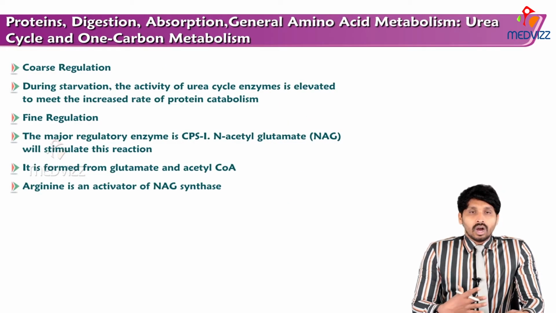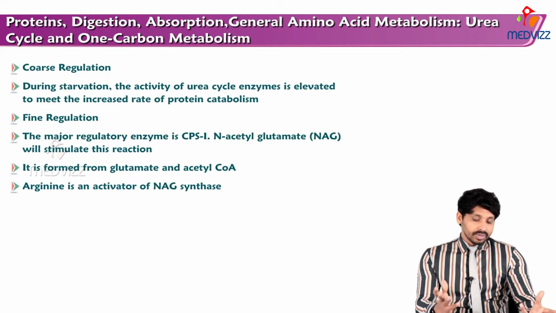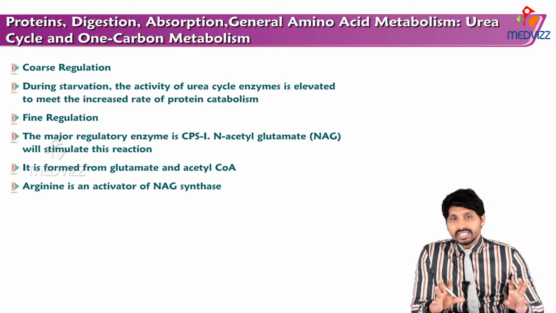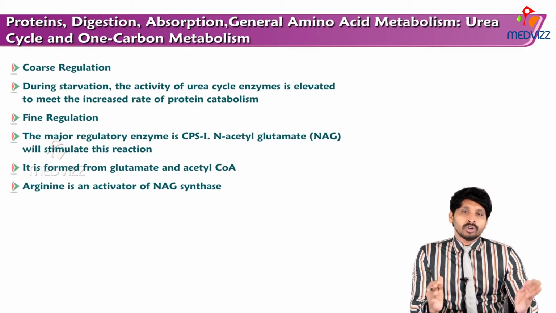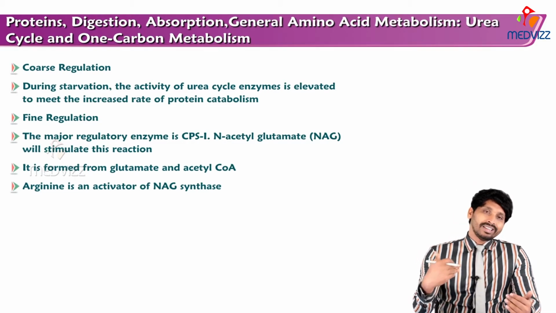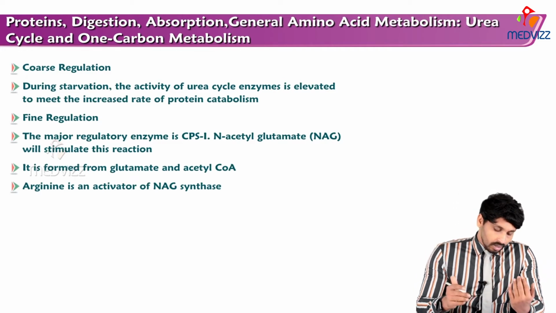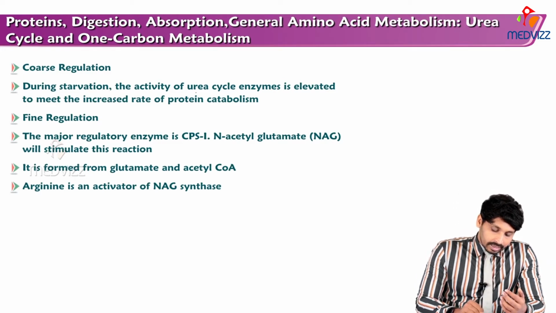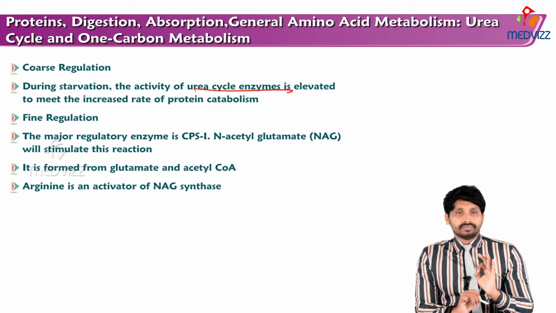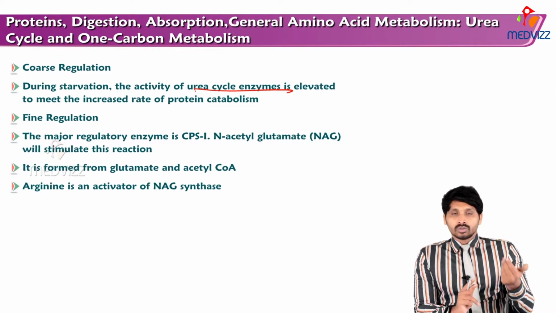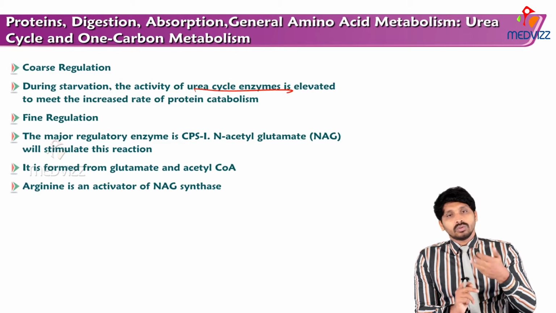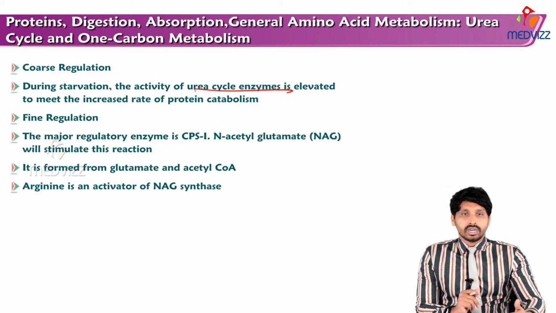So coarse regulation, how will this urea cycle be regulated? During starvation, what happens is a lot of energy is required, so most of the proteins will be degraded and amino acids will be catabolized, the carbon skeleton will be involved in gluconeogenesis, and ammonia will be produced, right? So to meet the increased energy demand, urea cycle enzymes are elevated in case of starvation. Because most of the proteins and amino acids are being catabolized, obviously there is a high production of ammonia, so it has to be converted into urea. So in starvation, urea cycle enzymes are elevated.